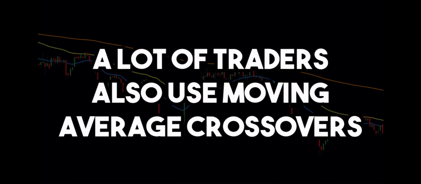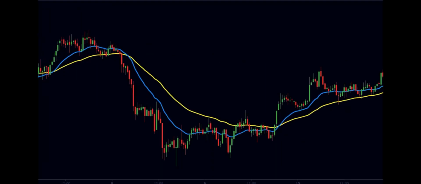A lot of traders also use moving average crossovers for trade signals. For instance, if we use a 20 and 50 EMA example, a sell signal is generated when the 20 EMA crosses below the 50 EMA. On the other hand, a buy signal is generated when the 20 EMA crosses above the 50 EMA. The crossovers can sometimes provide good trading signals in a trending market. But in ranging markets, crossovers can give us a lot of false signals.